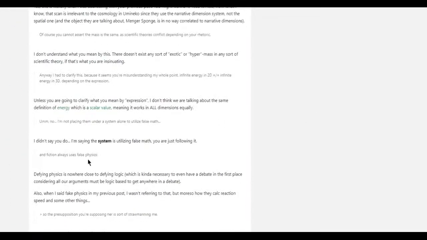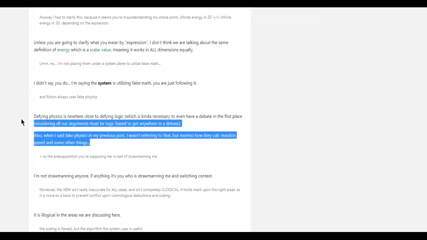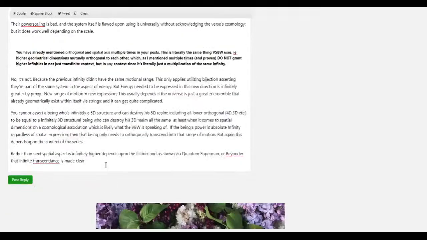But this guy talks a lot. Defying physics is nowhere close to defying logic, which is kind of necessary to even have a debate in the first place. You see, also, when I say fake physics in my previous post, I wasn't referring to that, but more so how they calculate reaction speed and some other things. Well, calculating reaction speed has nothing to do with what I'm talking about.